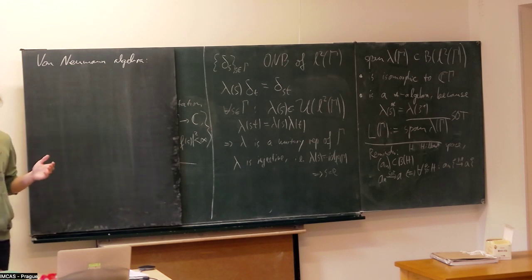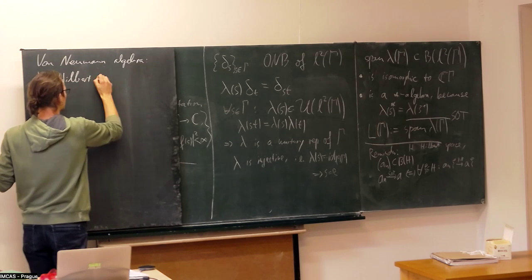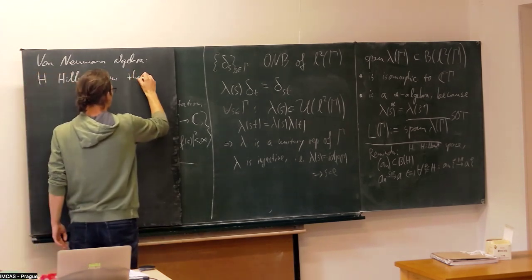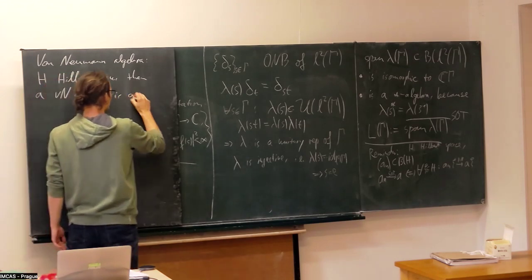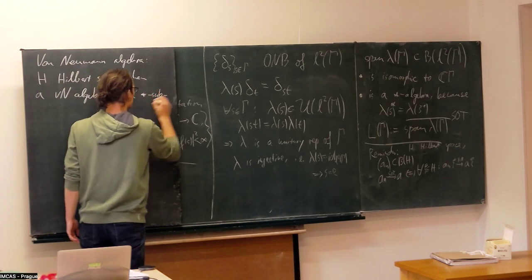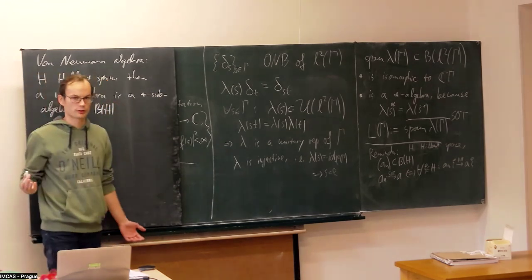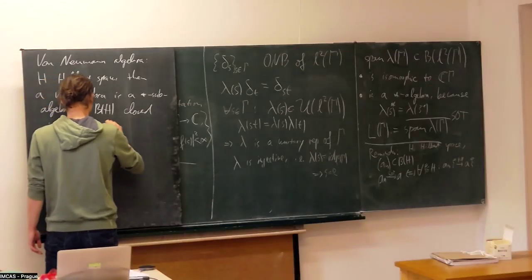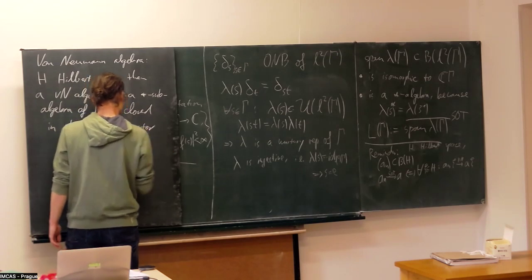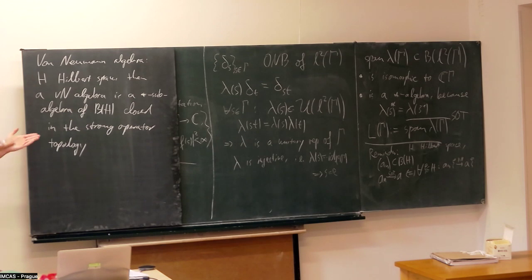It's basically exactly the thing we just constructed. There are two possible definitions. One of them: H is a Hilbert space. Then a von Neumann algebra is a star algebra in B of H that is closed in the strong operator topology. So that's it. It's kind of immediately clear that this is a von Neumann algebra because we defined it this way. We took the closure in the strong operator topology.